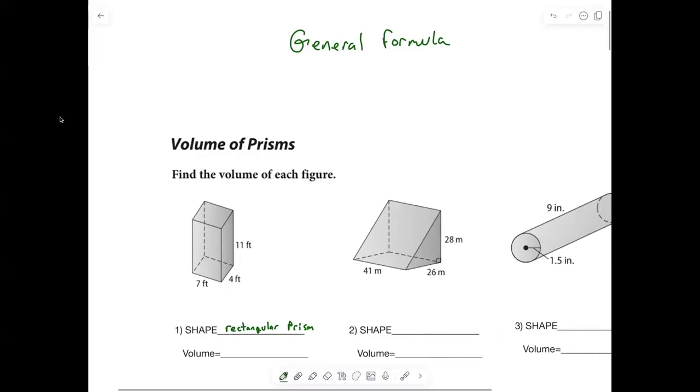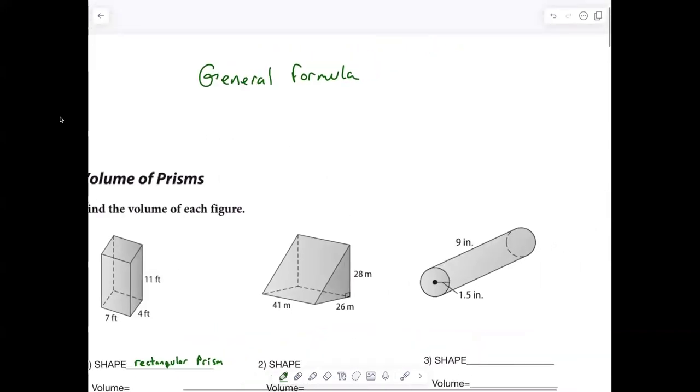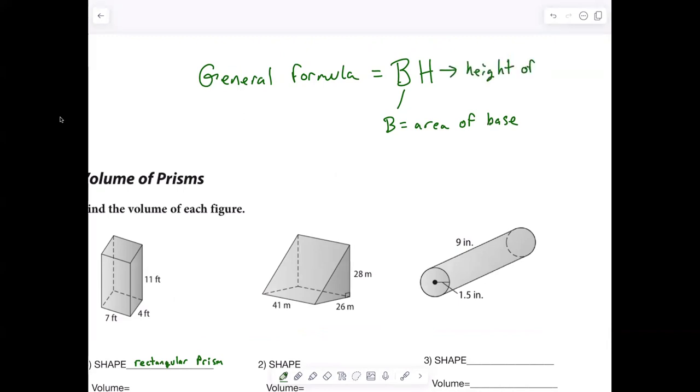All right, so the general formula for a prism is this: capital B, capital H. Capital B stands for the area of the base. Capital H stands for the height of the prism.